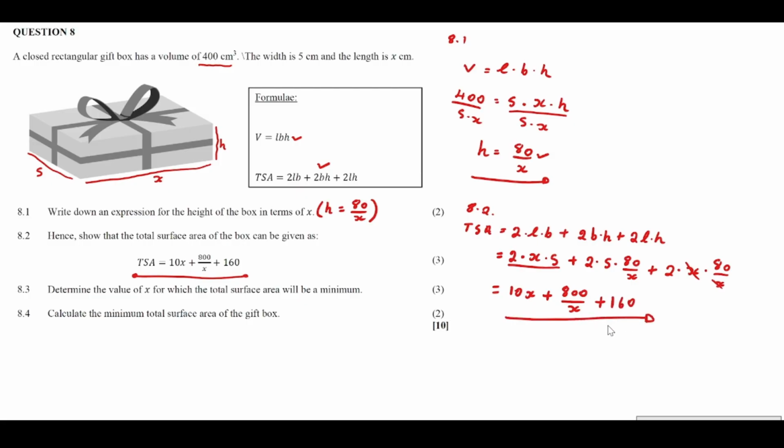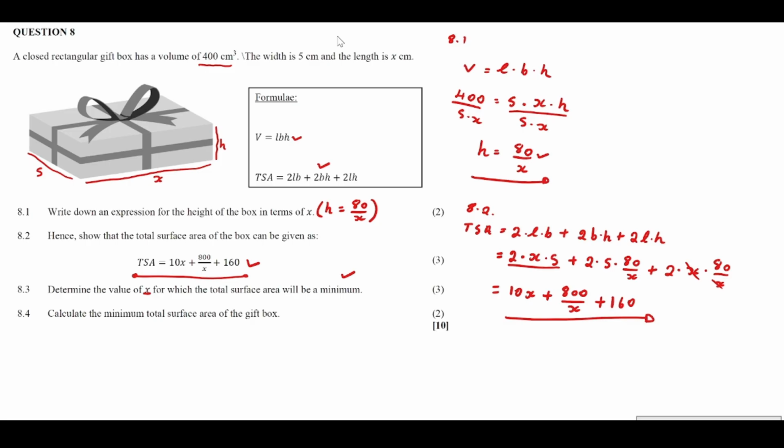So this is what we are looking for. So this one is that one right there. So we got it. And then 8.3, determine the value of x for which the total surface area will be a minima.